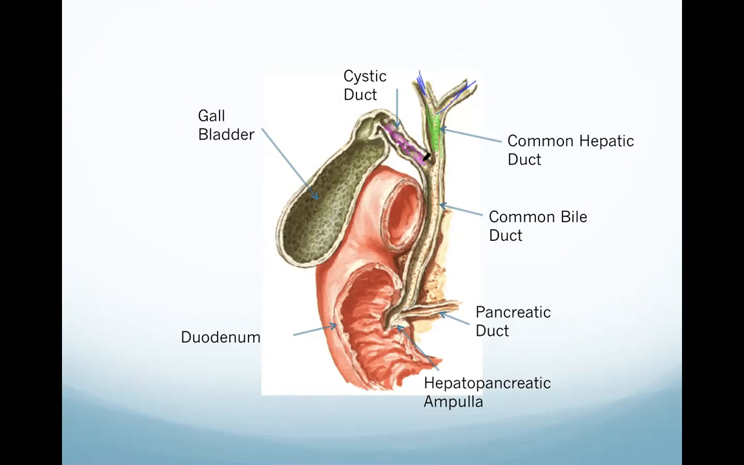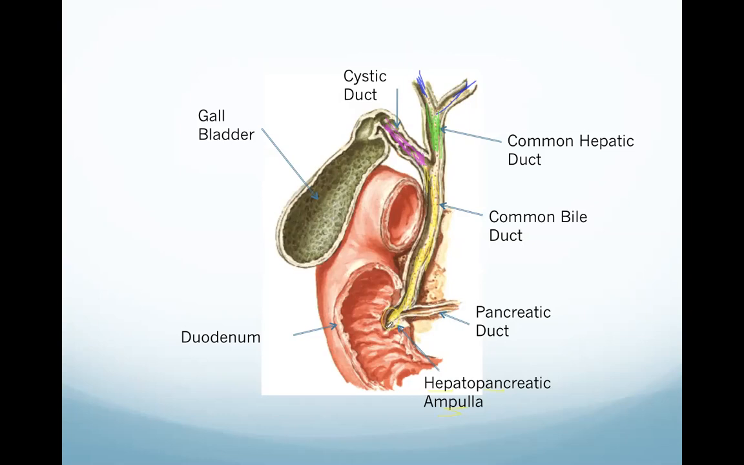And then when I have bile from both the gallbladder and liver uniting, I'm going to call that the common bile duct. Now the common bile duct is going to come all the way down to the duodenum, and it's actually going to be releasing bile into the duodenum through what's referred to as the hepatopancreatic ampulla. Ampulla just means a chamber, so that's this little chamber right here. And the pancreas is also going to enter into the duodenum.